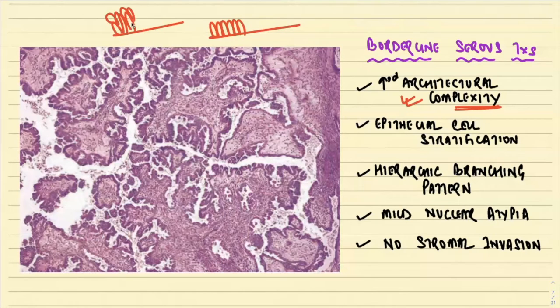Layer over layer. Oh, that is the stratification that is there. So epithelial cell stratification is present in the borderline tumor. Now there is a hierarchic branching pattern. This is a very important point. What is the meaning of hierarchic?